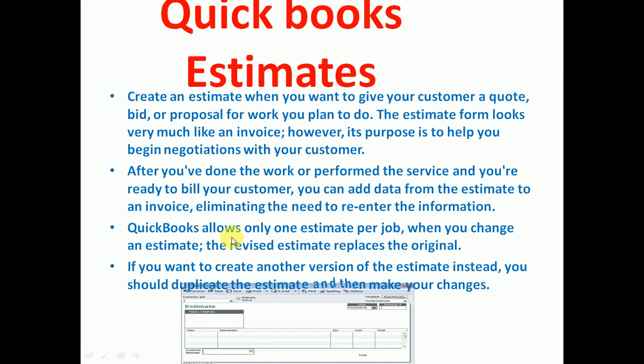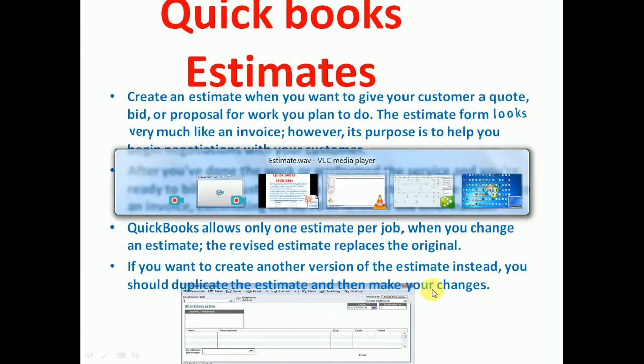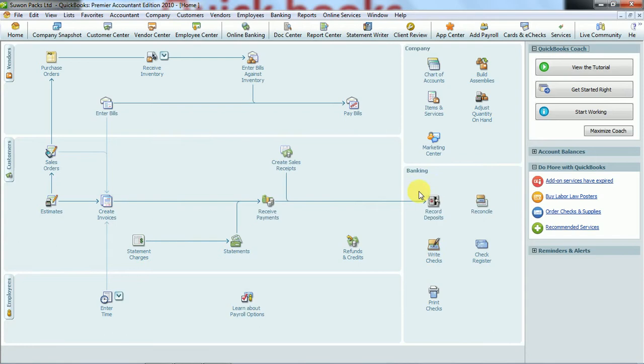QuickBooks allows only one estimate per job. When you change an estimate, the revised estimate replaces the original. If you want to create another version of the estimate instead, you should duplicate the estimate and then make your changes. Let us now go to our QuickBooks file to record our first invoice.